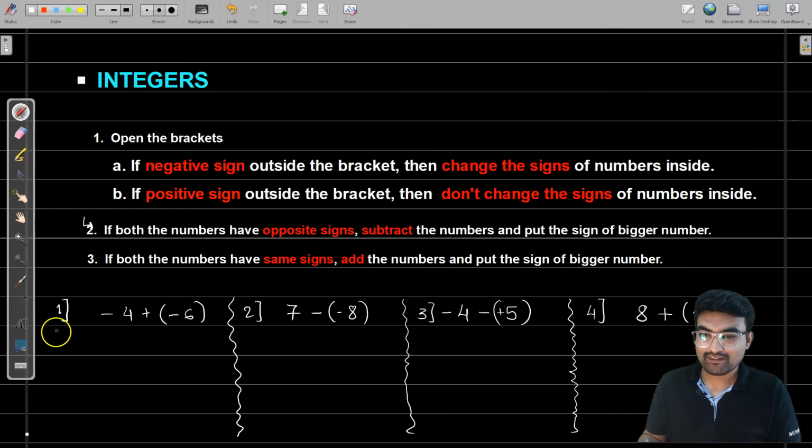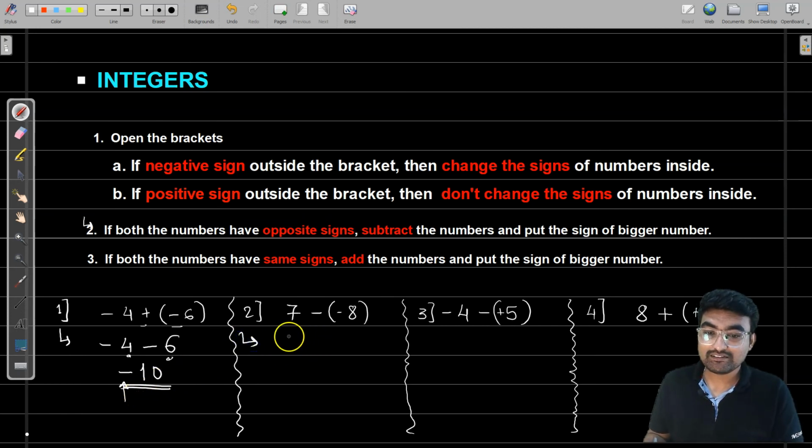Okay, example is minus 4 plus minus 6, correct? So the first rule is open the brackets. So if I'm opening the brackets, plus and minus 6, so no change in signs, and minus 6 will come down as it is, and minus 4 minus 6 will be negative 10. Why? Because we added the numbers and put the sign of bigger number. Now both the numbers are negative signs, so just put the negative sign.